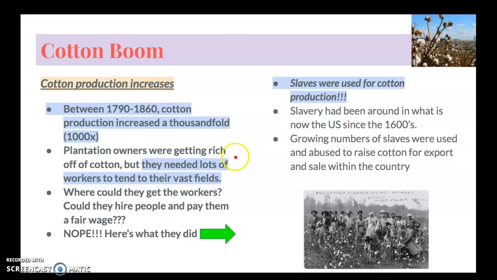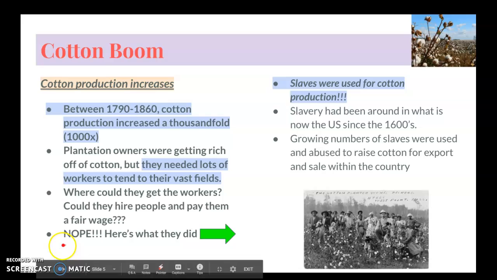Plantation owners were getting rich off this cotton, filthy rich, but they needed lots of workers to tend their vast fields. The more cotton they could grow, the more money they would make. So where are they going to get these workers? Can they hire people and pay them a fair wage? No. Here's what they did. Slaves were used for cotton production.